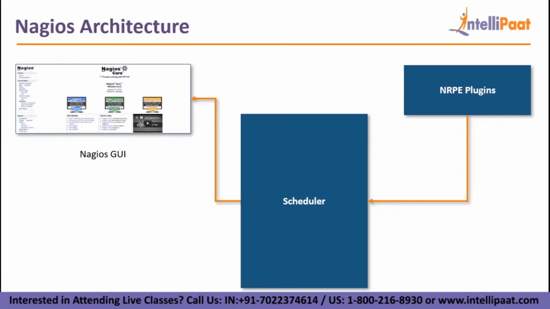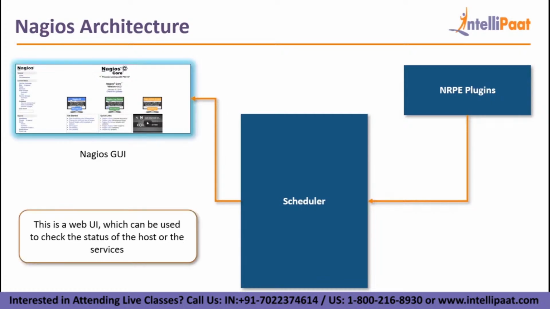So the first component is the Nagios GUI, then you have the scheduler, and then you have plugins in Nagios. So let's understand this one by one, right? So let's first talk about the Nagios GUI, guys.